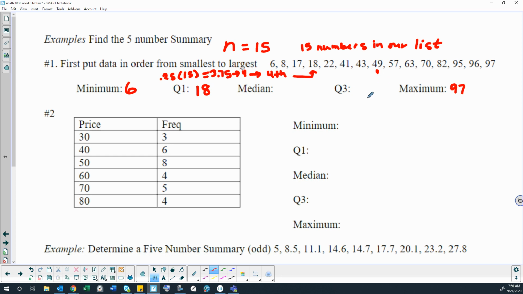Okay, what's half of 15? 7.5. So that rounds up to 8. So it's the 8th number. So the 8th number is 49. Another way of figuring that out would be to just count backwards from the middle. Why is it good to use this method, though, of multiplying by 0.25 or multiplying by 0.5 instead of just counting from each end?